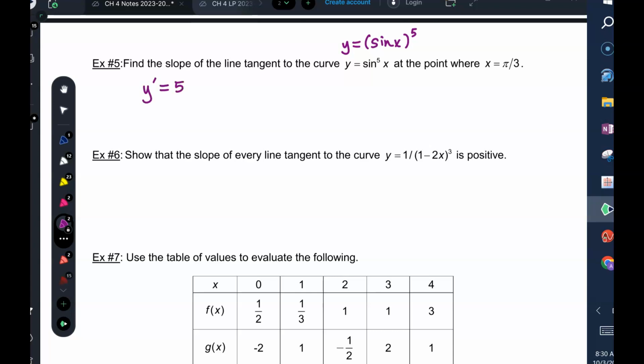So we're going to take care of that first. So 5 sine x to the fourth times derivative of sine, cosine. Now it just says the slope of the tangent, so we don't even have to find the equation, just the slope. So we just need to plug in pi over 3.